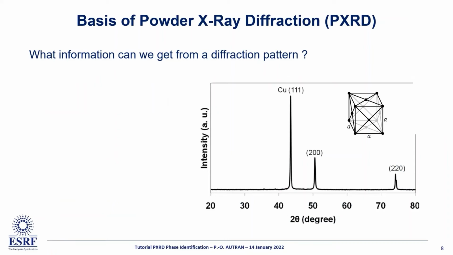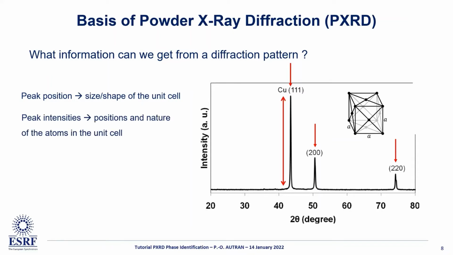So what information can we get from this? The first information we get from this 1D diffraction pattern is the peak position. The peak position is related to the size and the shape of the unit cell. In this case, for example, the case I took is a cubic cell, so the angles alpha, beta, gamma are 90 degrees, and the lattice parameters A, B, C are just A, basically. So it's a very simple lattice.